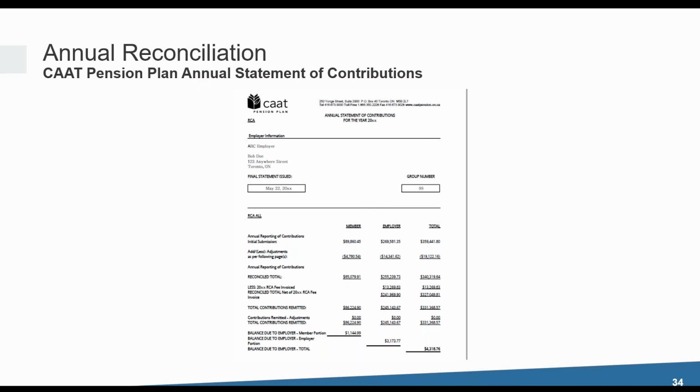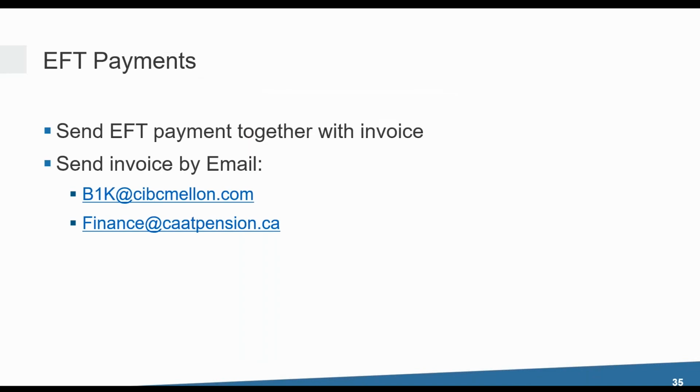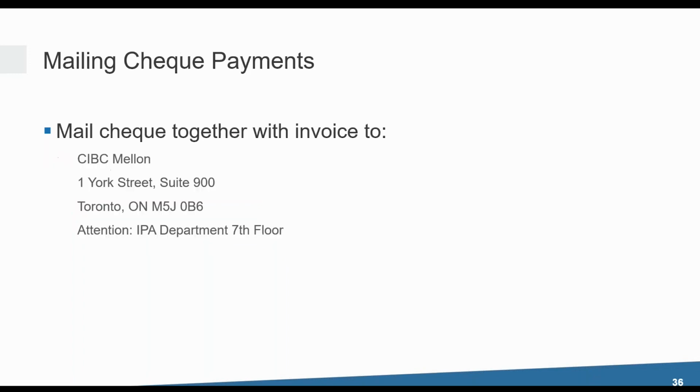If there is a balance owing to the CAT RCA or RPP, please remit it directly to CIBC Mellon. If you are sending payment by EFT, please send payment to CIBC Mellon in your regular fashion. At the same time that you're submitting your payment, you should also send the invoice to CIBC Mellon and CAT Finance via email. The email information is listed on this slide.